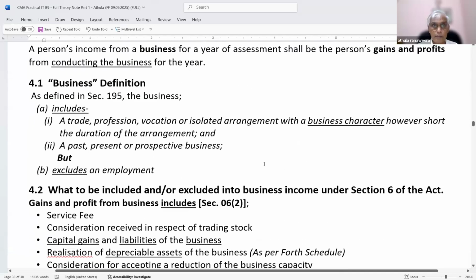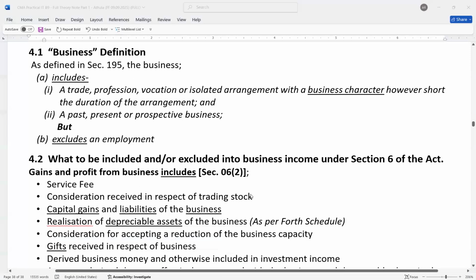That day we discussed the business income. Now I'll move forward. Give me a minute, please. Yeah, we will move forward.